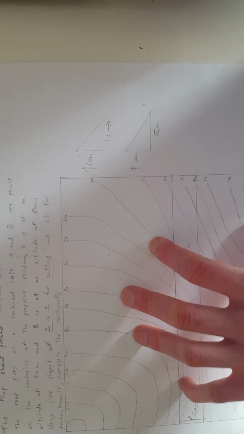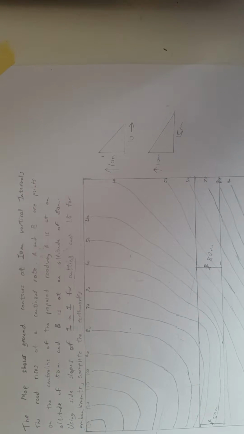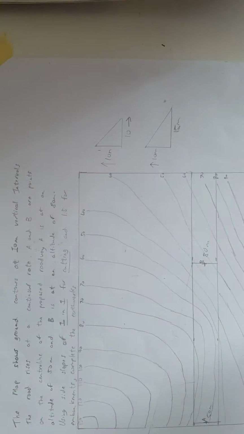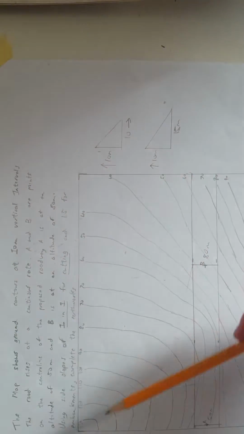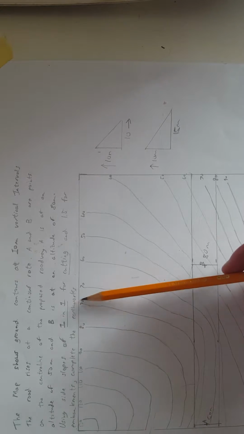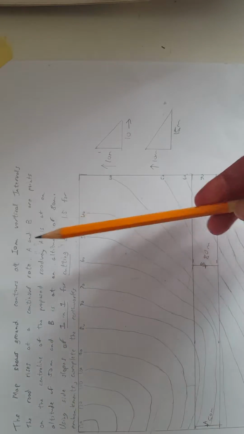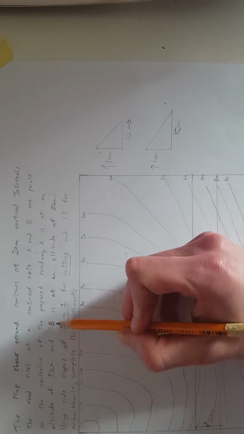The first thing we do is go through the question and see exactly what it is that we must do. So the map shows ground contours at 10-meter vertical intervals. So here, as you can see, is 130, 120, 110, 100, 90, 80, 70. So they're all going down in 10 meters. Okay, so our point A is at 50 meters and B is at 80 meters, as stated in the question.